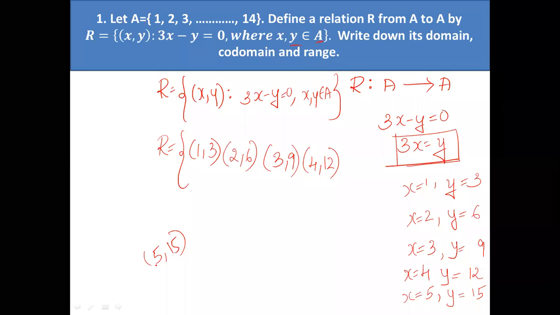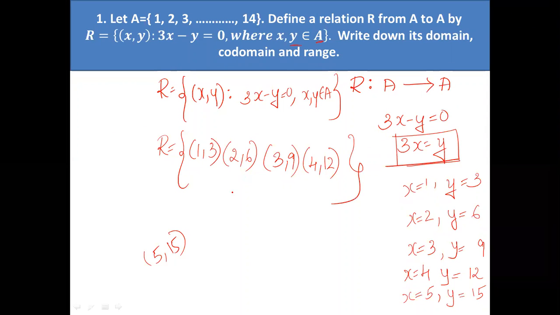Now if I give x is equal to 5, 5 is in A, correct, but 15 is not in A. That's why you cannot write (5,15). If you continue, x is equal to 6 gives y as 18, and it keeps increasing. Those elements are not in A, so you have to stop here. 18 is also not in A. Similarly, you cannot continue with any further elements. So you have to stop here.